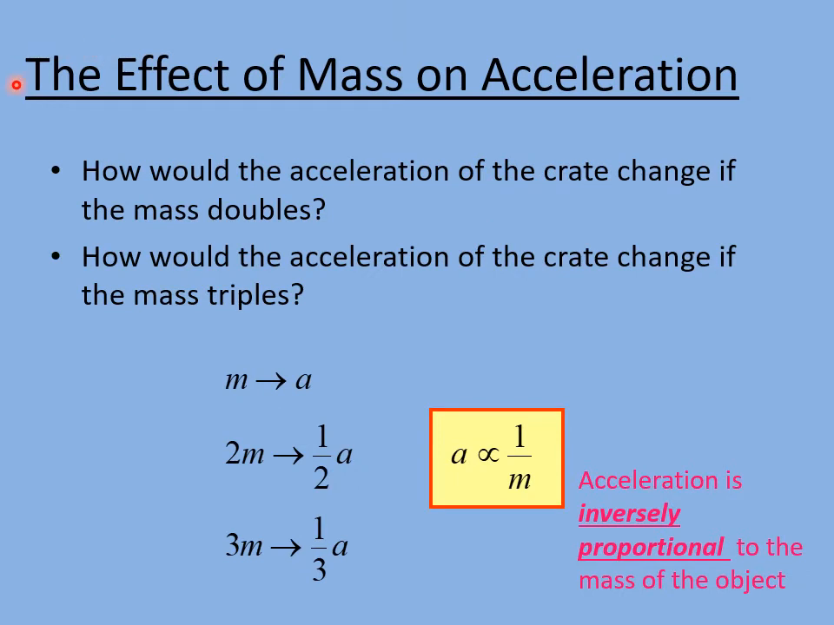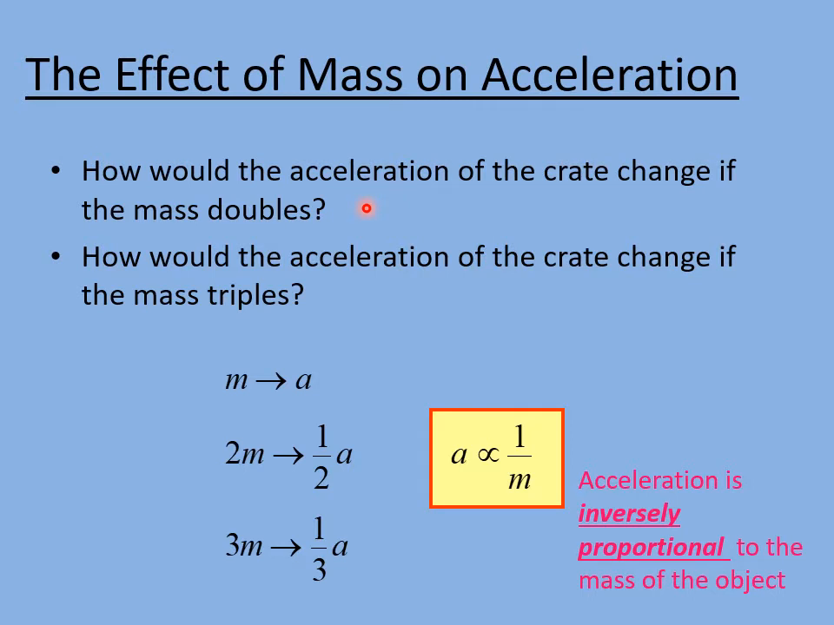Now there's something else though that we haven't considered yet, and that is, what is the effect of mass on the acceleration? In other words, how would the acceleration of the crate change if the mass was doubled? Well, as you could probably guess, if the mass was doubled, it would be harder to accelerate the crate, so the acceleration would be less.